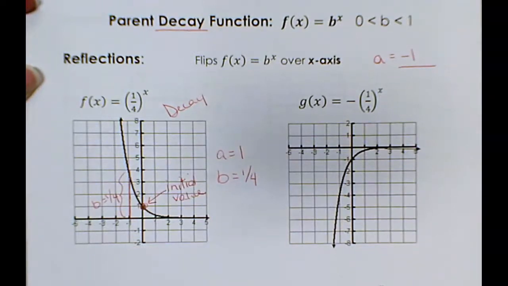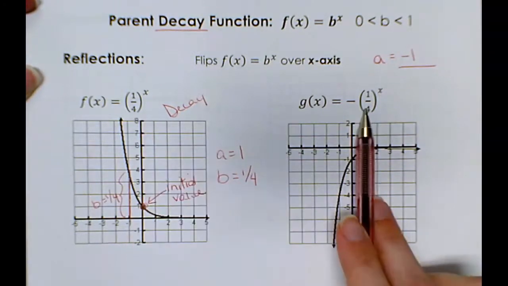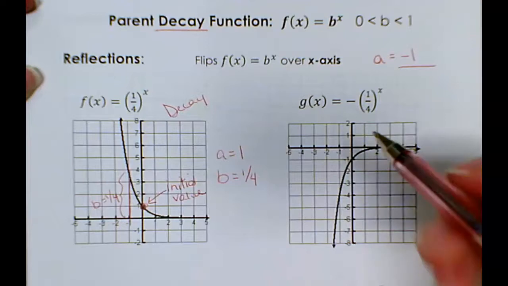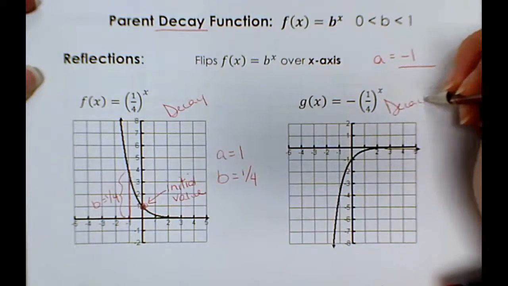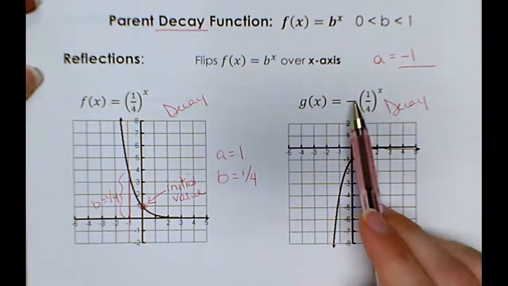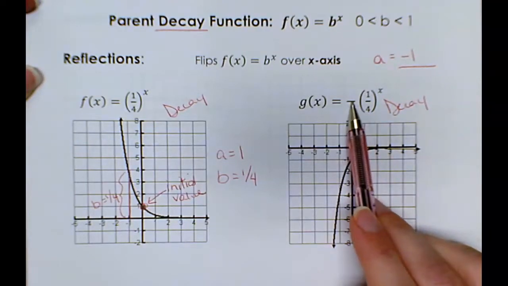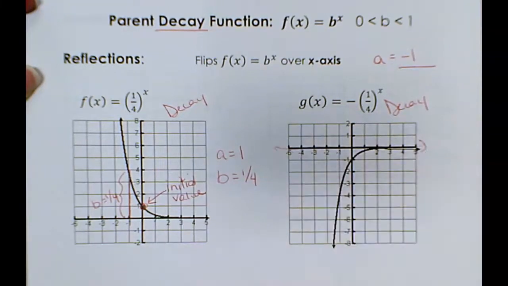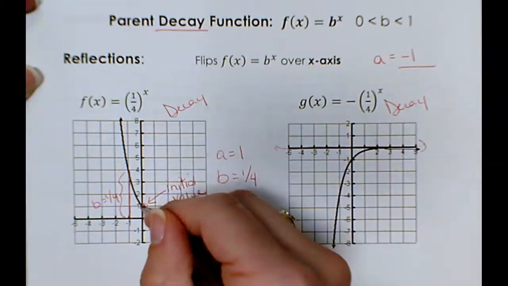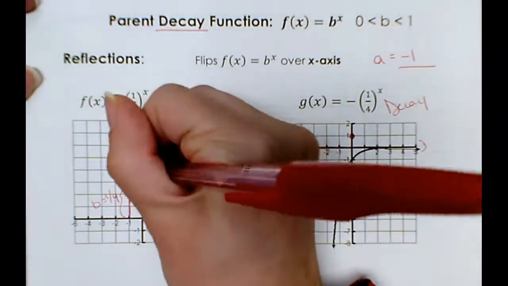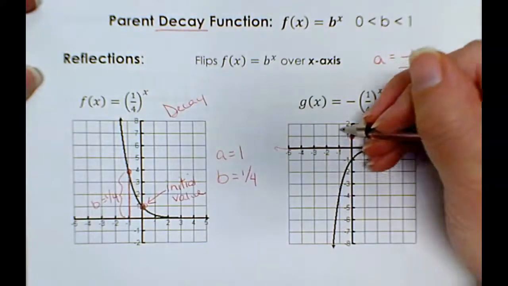All right, let's look at the next one. Same b value, but this time we have an a value of -1 sitting right here. Now this function is still decay because it's the reflection of a decay graph, but we want to reverse and reflect this over the x-axis. So here's the x-axis. My original graph had a point at 0, 1, and at -1, +4.